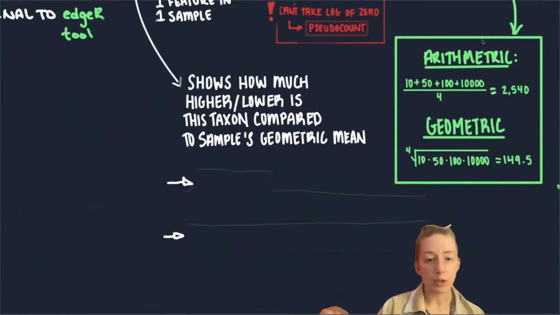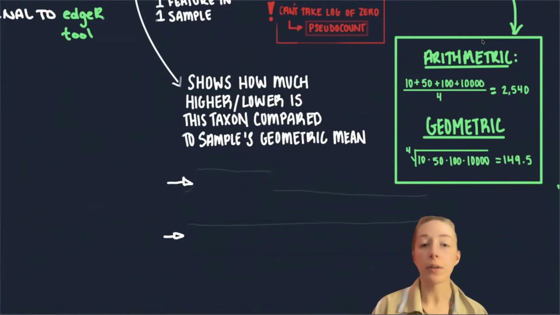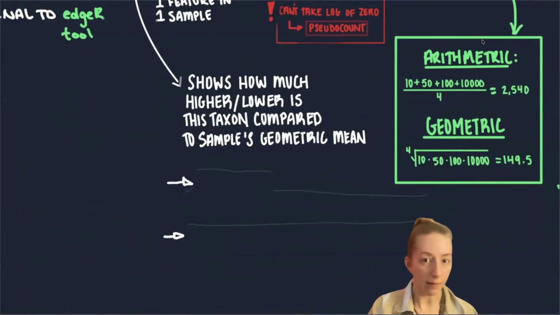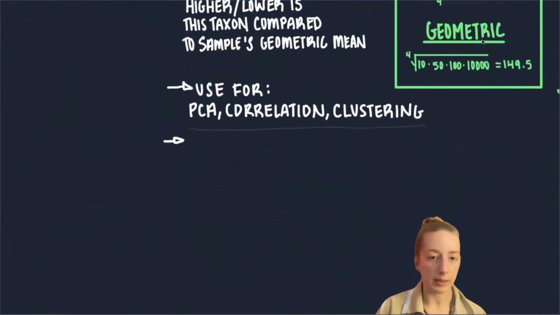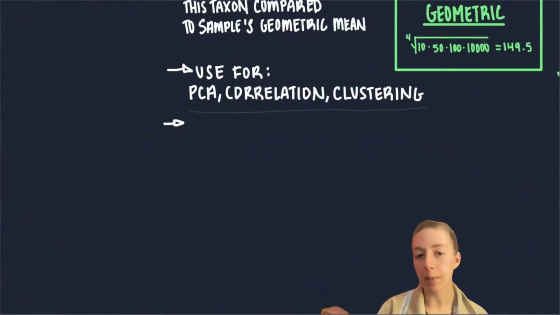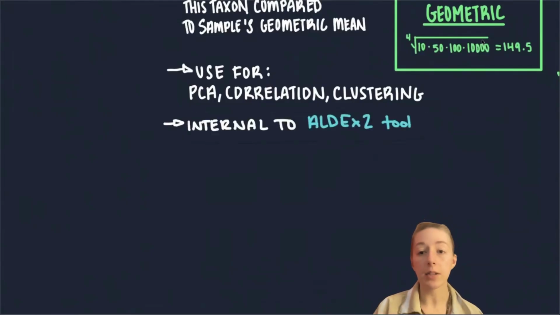What the CLR transformation is ultimately able to do is show how much higher or lower this taxon is compared to the sample's geometric mean. So, the geometric average of the abundances of the other taxa: how does this one compare? This is used for, down the line, PCA plots, correlation plots, and clusterings, and this is going to be internal to the ALDEx2 tool.